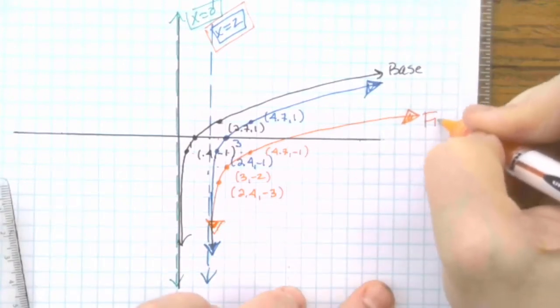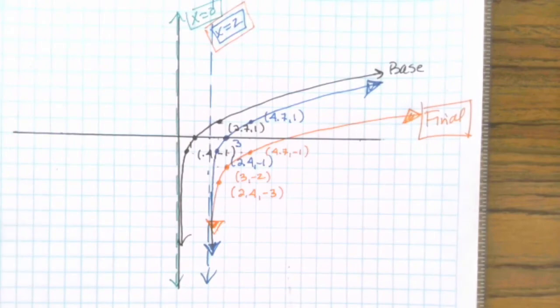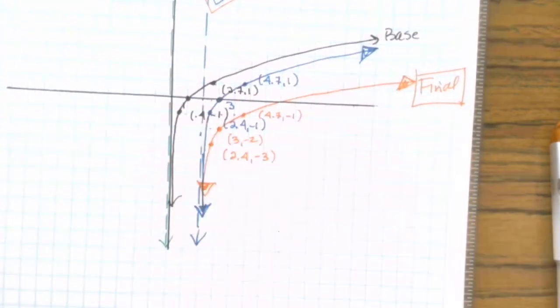And this is our final graph. So again, graphing with transformations means you're applying those transformations to the points and making them happen.